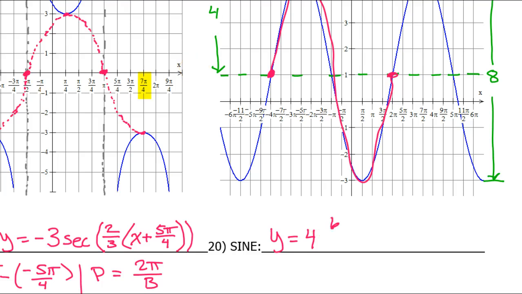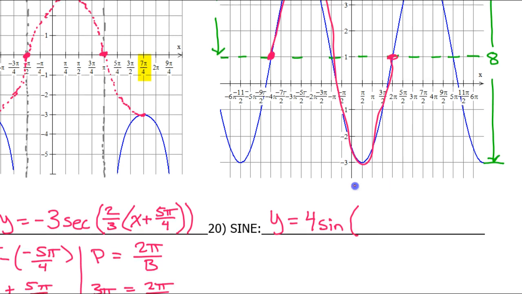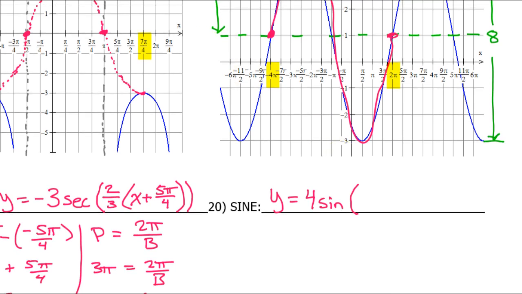Alright, so positive 4 sine. Okay, next I need the b value. So I need to do the same thing I did before with my previous function. I need to look at the beginning and the end. Okay, so I have negative 4 pi and I have positive 2 pi. So the period is going to be what I get if I subtract those.